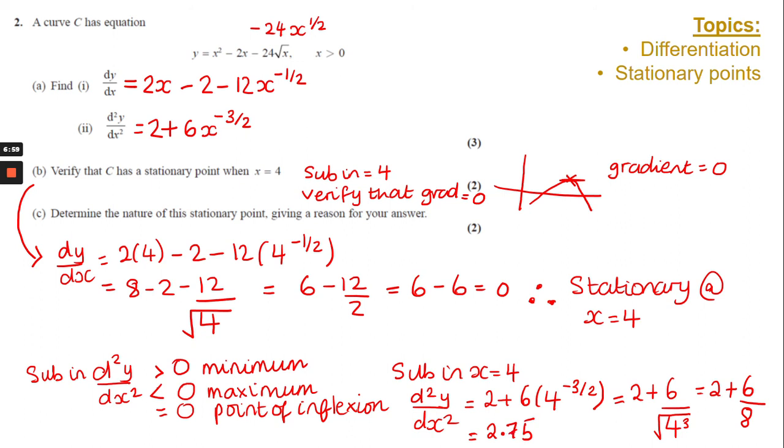This is greater than 0, therefore this point is a minimum. So according to our working here, therefore min. Okay, and that is all we need to do for that question.